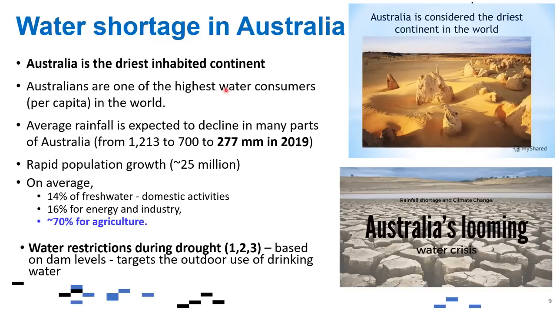So let's consider our current water situation in Australia as well. In fact, Australia is considered the driest inhabited continent in the world. When we say driest inhabited continent, it means the driest continent with people or inhabitants. But even though we are one of the driest, or even the driest, Australians are one of the highest water consumers in the world as well. So we are quite affluent people.